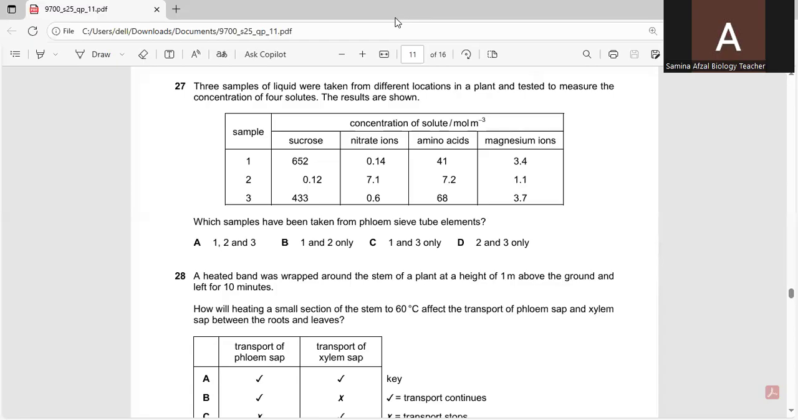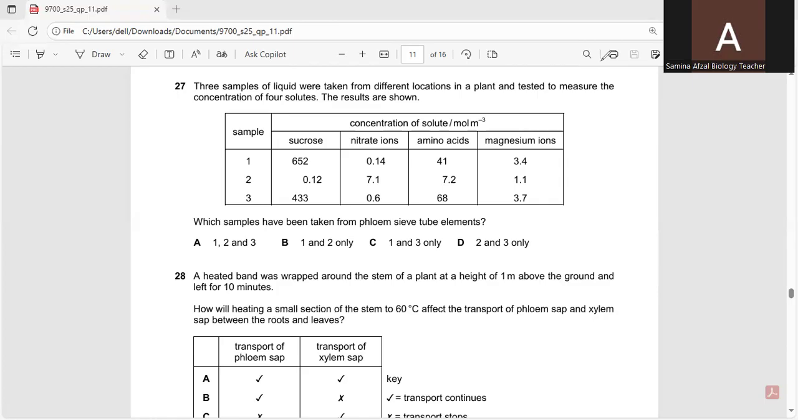So question number 27: three samples of liquid were taken from different locations in a plant and tested to measure the concentrations of solutes. They have given us three samples, and in these three samples there are four solute concentrations: sucrose, nitrate ions, amino acids, and magnesium ions. We have to find out which samples have been taken from phloem sieve tube elements.